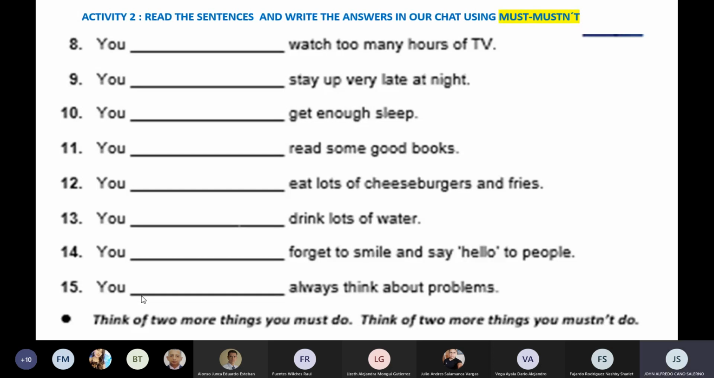Eat lots of cheeseburgers, hamburgers, French fries. What do you think? Must or mustn't? Mustn't. You mustn't eat lots of cheeseburgers and fries. Okay. You mustn't eat lots of cheeseburgers and fries. Yes. What about 13? You drink lots of water.